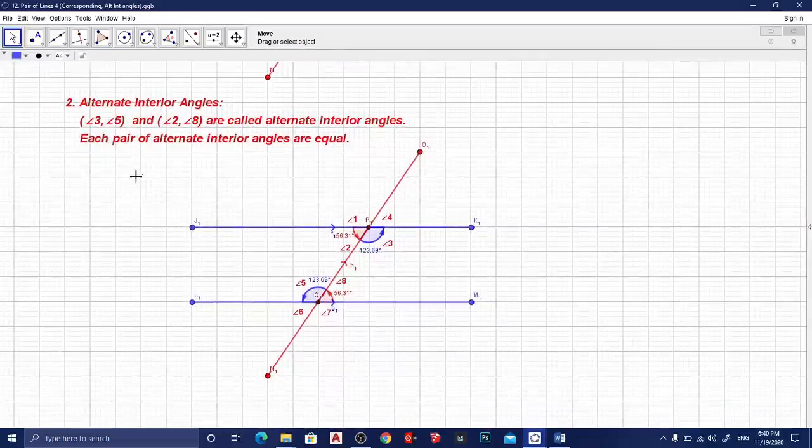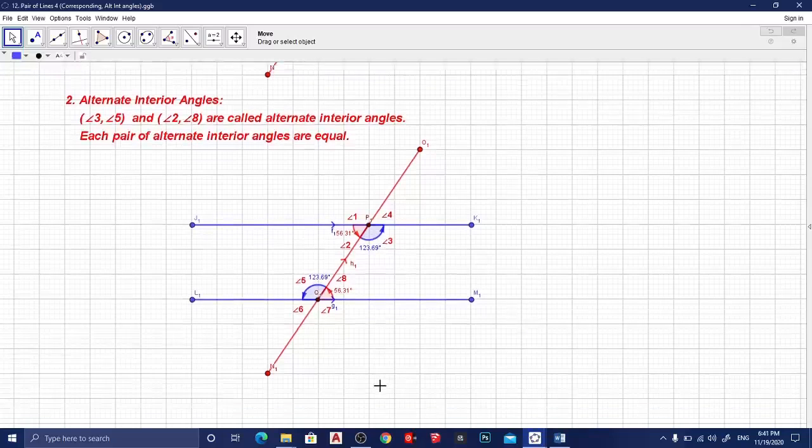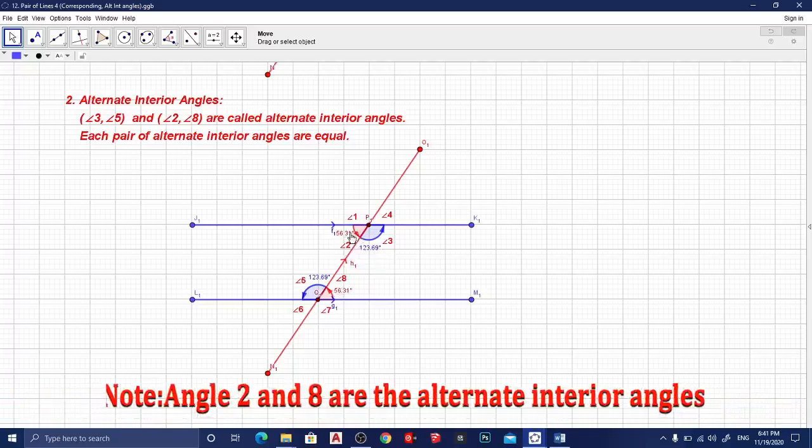So now we have to know what are the alternate interior angles. What are the alternate interior angles? Alternate means here opposite to the transversal. The angles formed opposite to the transversal line. So observe here angle 2 and angle 7 which are forming opposite to the transversal line. And they are existing in the interior. That's why these two angles, angle 2 and angle 7, are called the alternate interior angles.